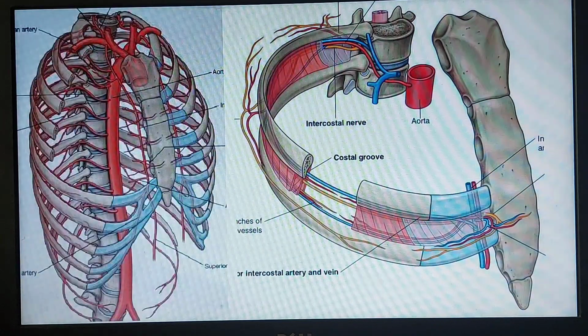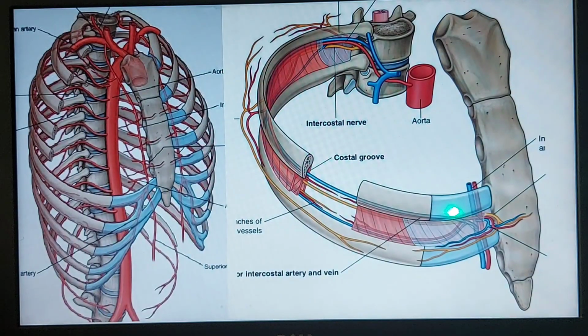Now we can go for the intercostal arteries. There are 3 intercostal arteries, one posterior intercostal artery and 2 anterior intercostal arteries. The posterior intercostal artery comes from the descending thoracic aorta mainly, and the upper two originate from the costocervical trunk. From here the upper two posterior intercostal arteries originate, and all the other intercostal arteries come from the descending thoracic aorta, and the anterior intercostal arteries arise from the internal thoracic artery.